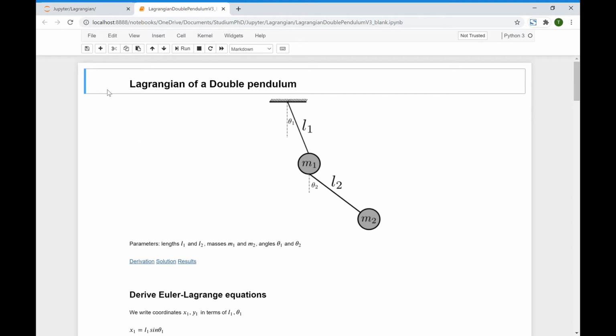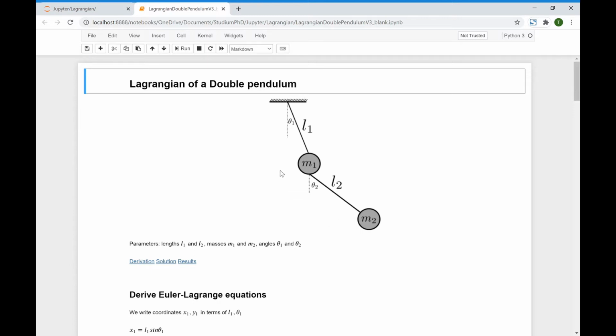Lagrangian of a double pendulum. So we've got the following pendulum shown in a figure, where we've got a truss of length L1 connected to mass M1, and the mass M1 is connected to truss of length L2, which is connected to mass M2.